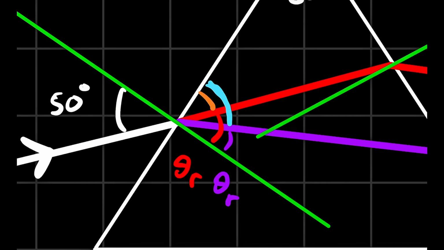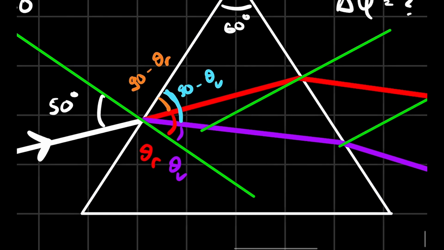This orange has a value of 90 minus theta r. Why? Because this part is 90 degrees, that is exactly what the normal is. What about the blue one? It is 90 minus theta... Oh, no. This is violet, I'm sorry. This one is violet, and this is 90 minus theta v.